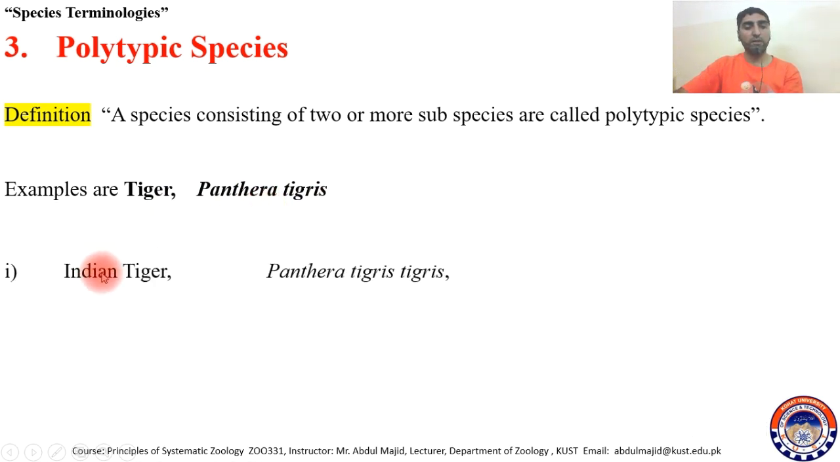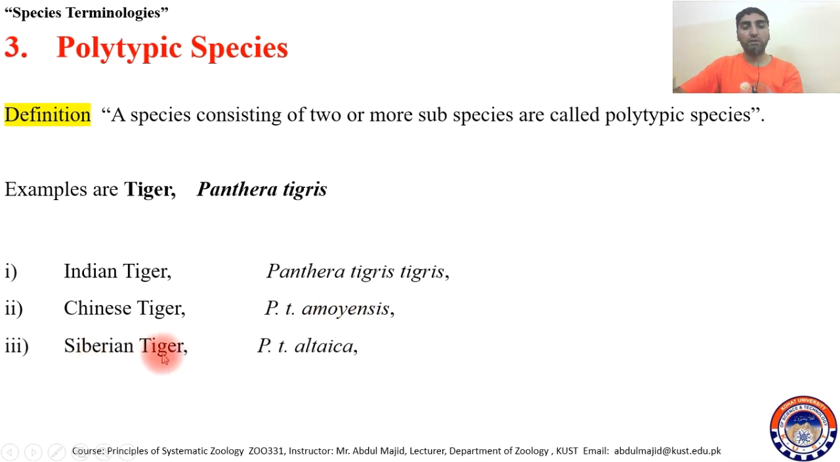For example, the Indian tiger is known as Panthera tigris tigris. The Chinese tiger is known as Panthera tigris amoyensis. The Siberian tiger is known as Panthera tigris altaica. And the Javan tiger is known as Panthera tigris sondaica. So these are different subspecies of the tiger, Panthera tigris. So the tiger is a polytypic species because it contains subspecies.